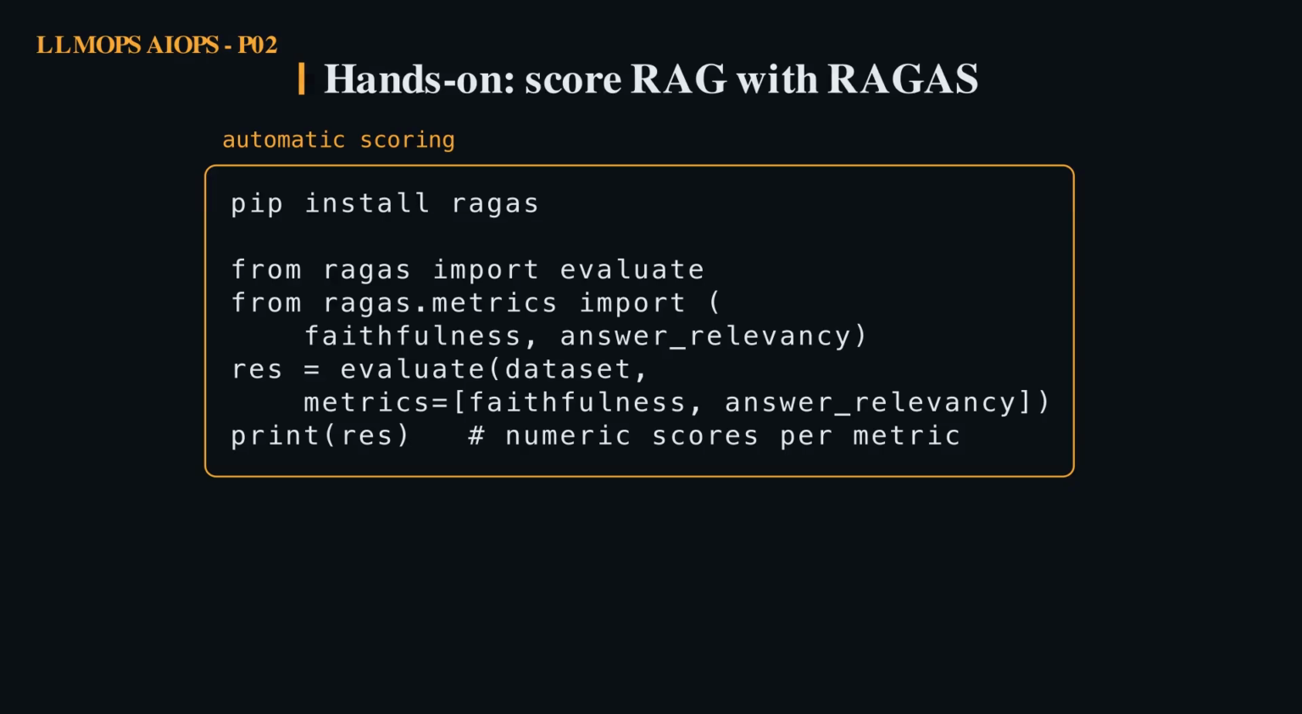Here it is in practice. For RAG, RAGAS gives you the metrics almost for free. Hand it a dataset of questions, retrieved contexts and answers, and it returns faithfulness and relevance as numbers you can chart and gate on. From here, it is a small step to run this in CI and fail the build whenever faithfulness drops below your threshold.